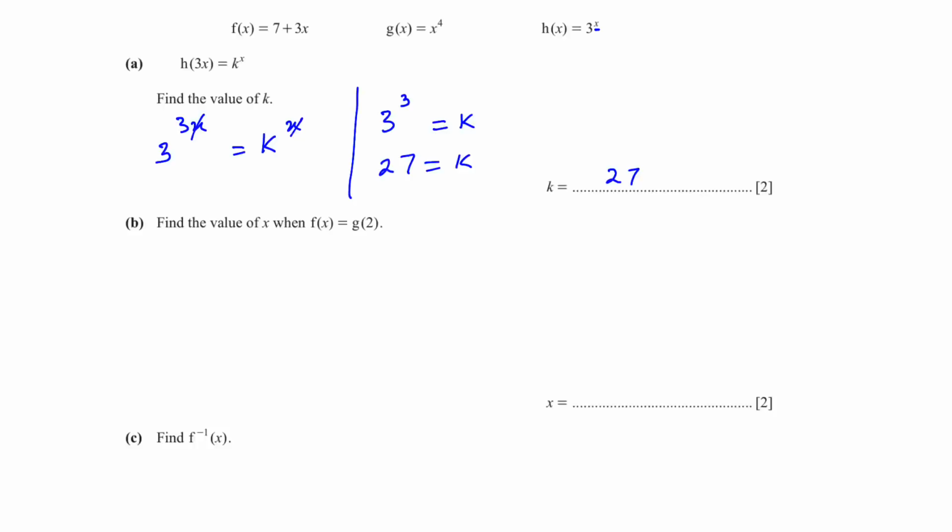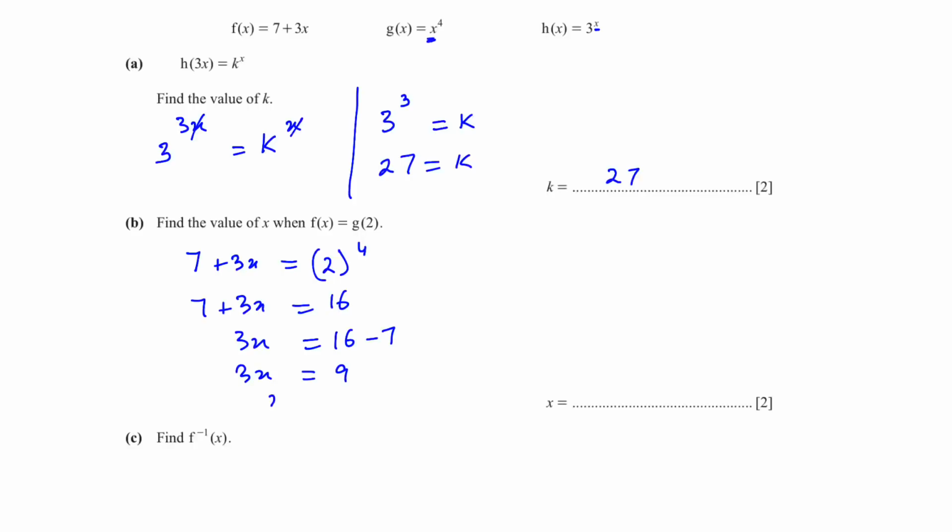Part B, find the value of x when f of x is equal to g of 2. F of x is 7 plus 3x and g of 2, we are going to replace the x with 2. That will give us 16. Therefore, 3x is equal to 16 minus 7. 3x is equal to 9. X is equal to 9 divided by 3, which is 3.